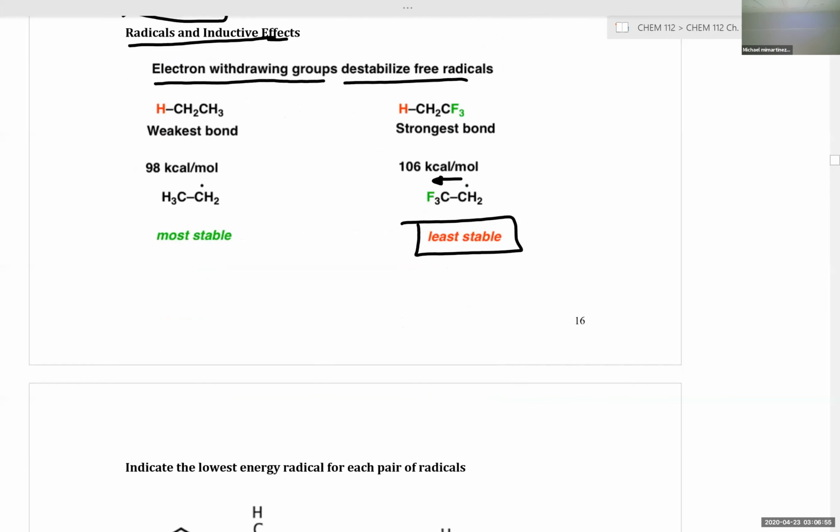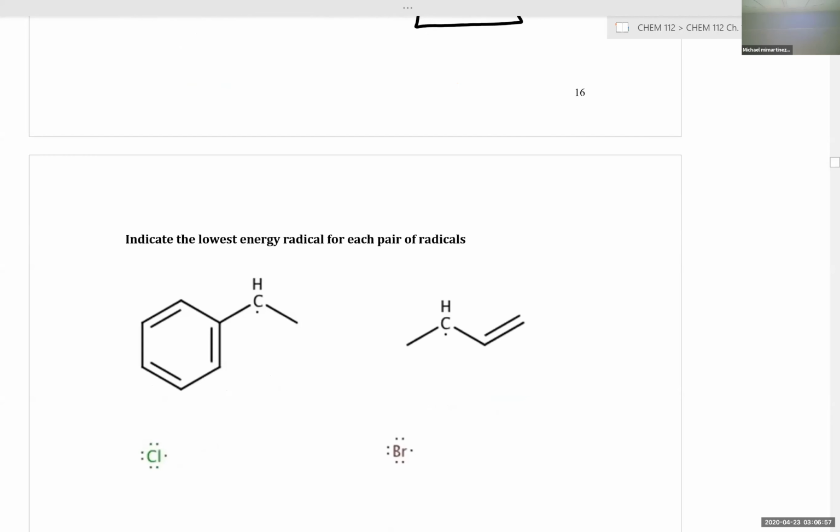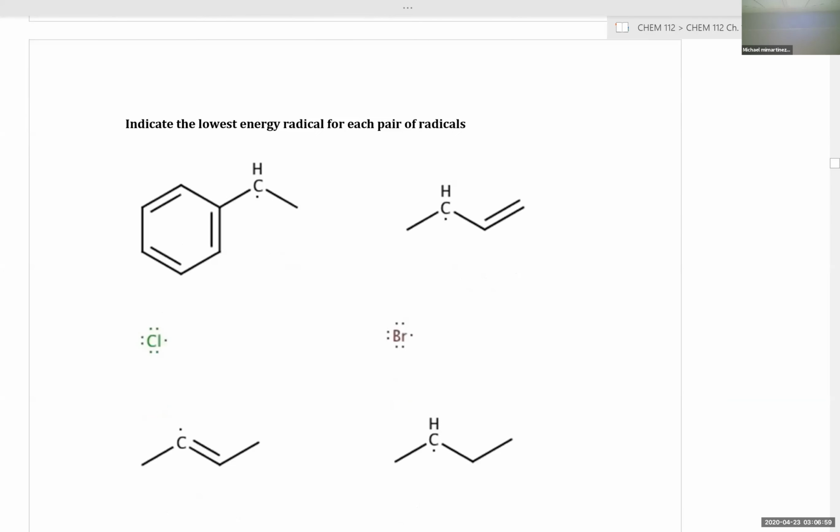So we're going to apply this idea, and we're going to indicate the lowest energy radical for each pair. I'm going to call the left row A, the right row B. So take a moment for this first problem and tell me whether A or B is the lowest energy radical. Let's tell me whether A or B for this first set is the lowest energy radical.